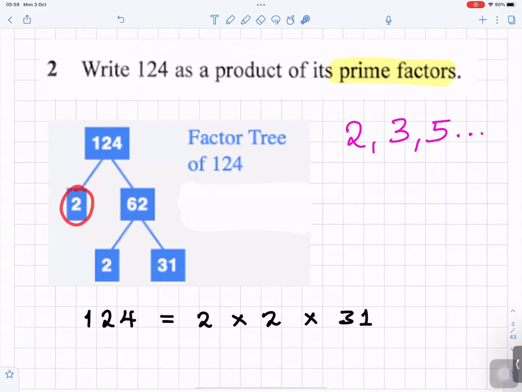So 2 is a prime number, we circle it. 62 is 2 times 31. So 2, 2, and 31 are all prime numbers. So 124 is 2 times 2 times 31, or you can write it as 2 squared times 31.